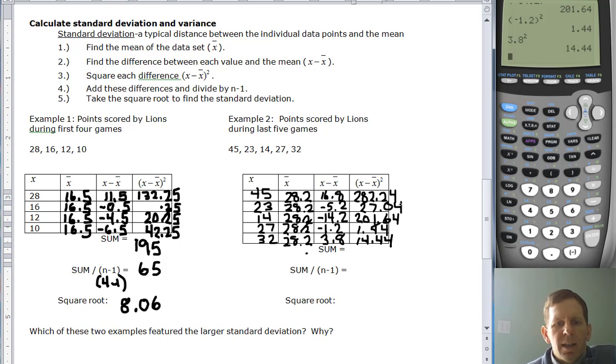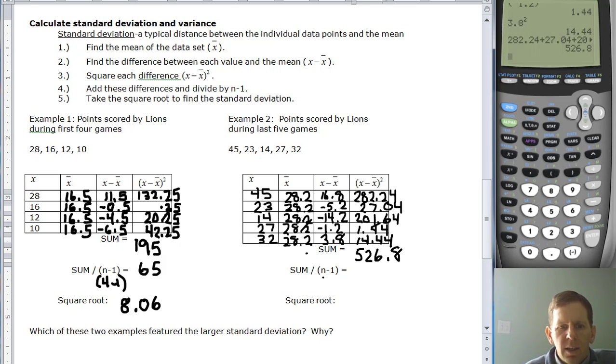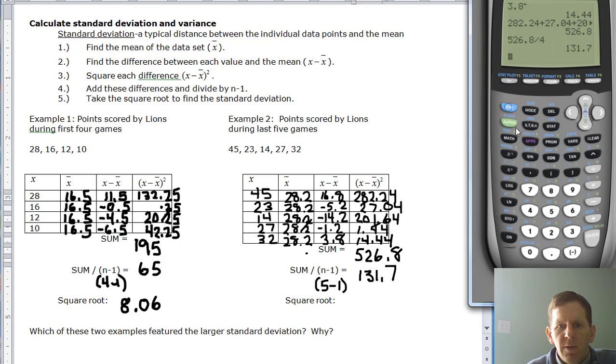In step 4, we're going to add these 5 differences together, and then we'll eventually divide by n minus 1. The sum of these numbers is 526.8. We're going to divide by n minus 1. Our list has 5 numbers this time, so n is 5. 5 minus 1 is 4. We're going to divide 526.8 by 4, and we get 131.7.